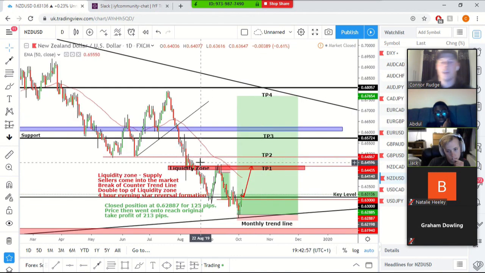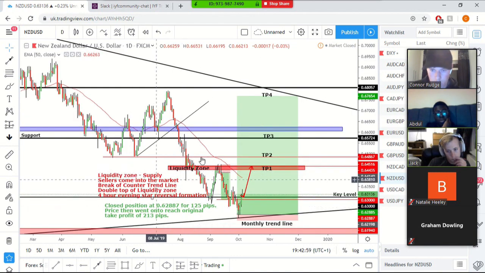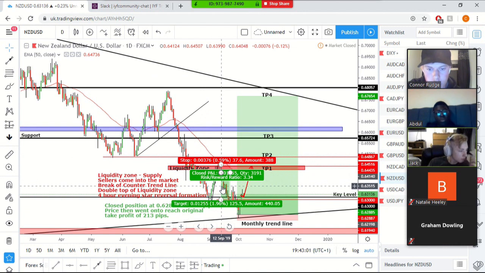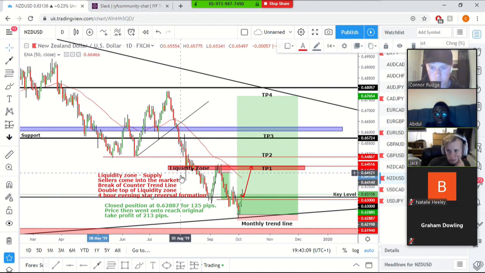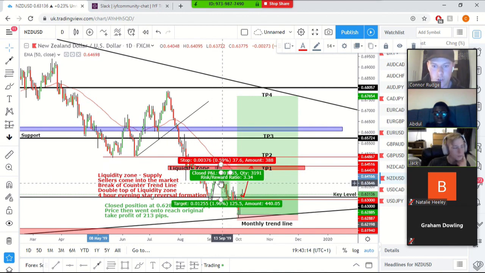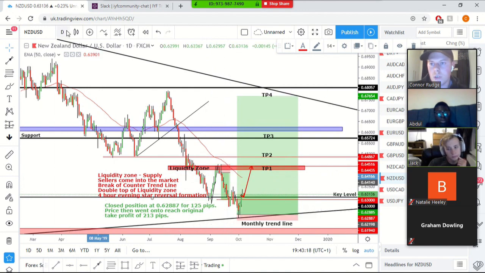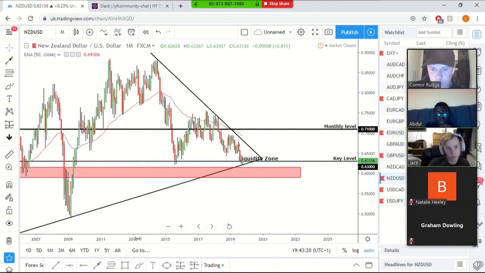Now we're looking at NZD USD. Like I said earlier, we had this nice short that I had with about 125 pips that was given to the Slack community and my personal members group. You can see here the reason for the short was liquidity zone, sellers coming into the market, the break counter trend line, double top on the liquidity area, and then the 4-hour evening star to give us that entry. Now back onto the monthly, we can see the significant level.